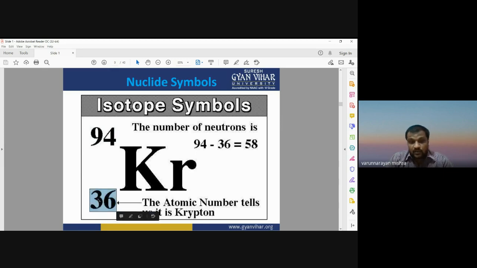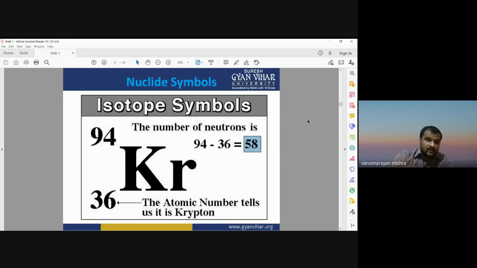36 is the total number of protons, so it is the atomic number of krypton. The atomic number is 36, which is the total number of protons. This 94 represents the number of protons plus the number of neutrons. So if you want to know the number of neutrons, you subtract 36 from 94, and you will have 58. This means the element has 58 neutrons and 36 protons. The 36 represents the atomic number, and 58 is the number of neutrons in that element.